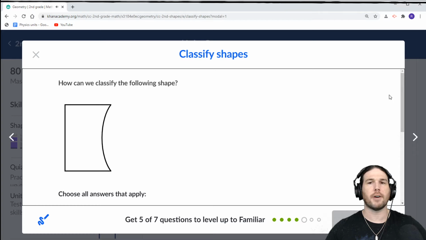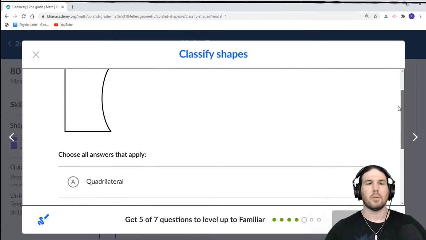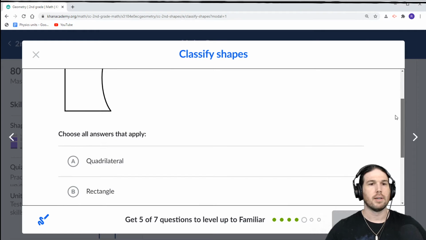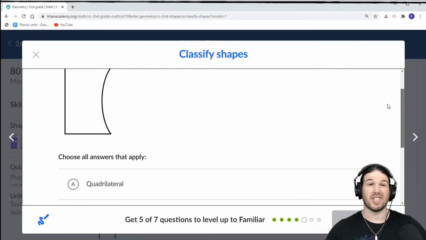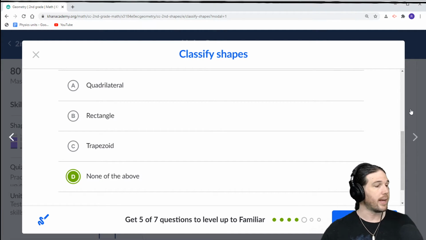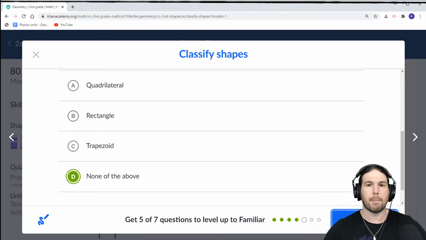How can we classify the following shape? Well, it's not a quadrilateral because even though it has 4 sides, one of them's all curved. It's not a rectangle. It's not a trapezoid. It's none of the above. Always remember that none of the above is a valid answer, and you'd be surprised how often it ends up coming up.